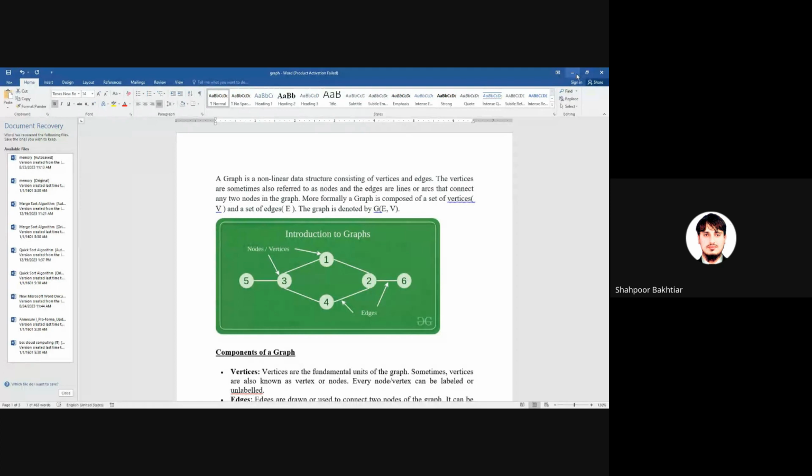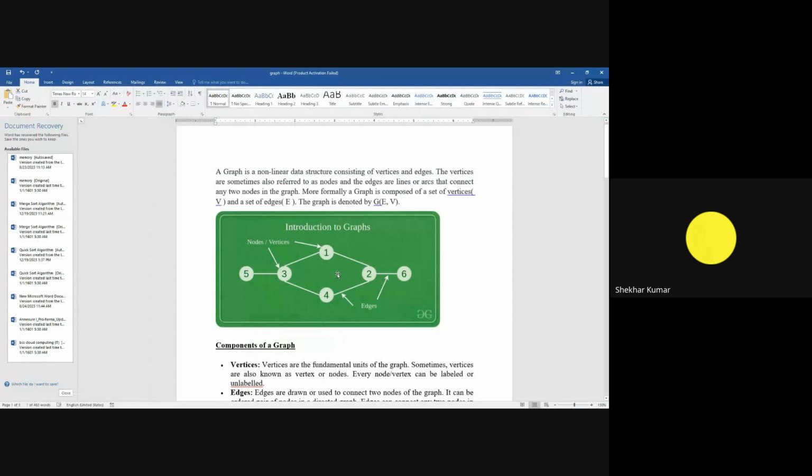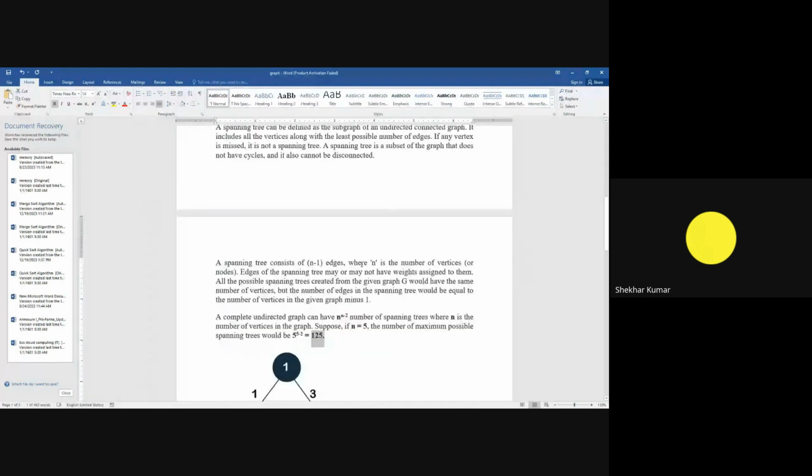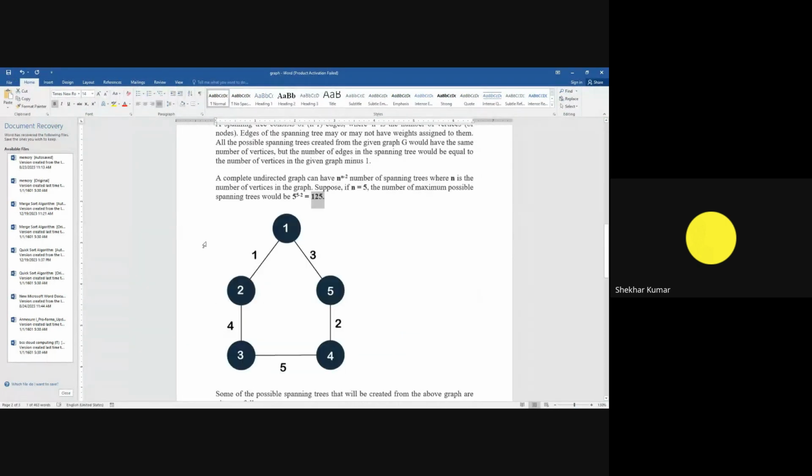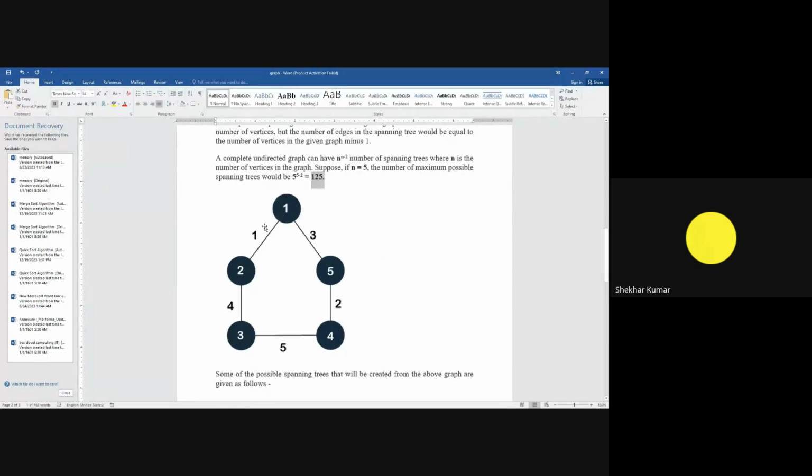So, if you please just tell us about minimum spanning tree once again. I think it's a bit difficult. Okay. This is a graph. With the help of an example, I will try to explain. This is a graph.